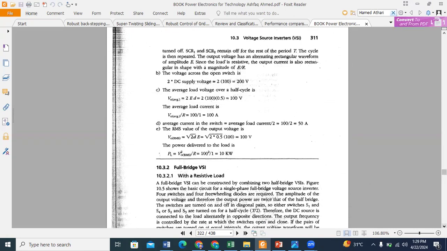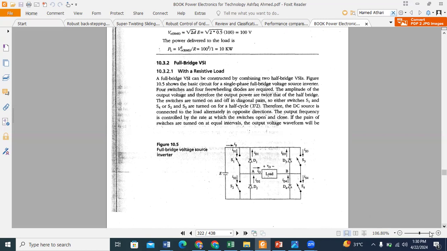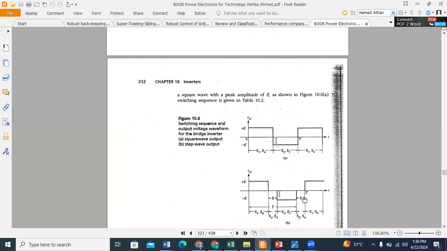Further, the aspect coming after the single aspect is the full bridge voltage source inverter with a resistive load connected over there. Like this one, four switches S1, S2, S3 and S4 are connected, with diodes that can also be there to fulfill the desired need of the inverter. So this is the circuitry of the full bridge voltage source inverter with a resistive load, and the square wave can be formed like this.